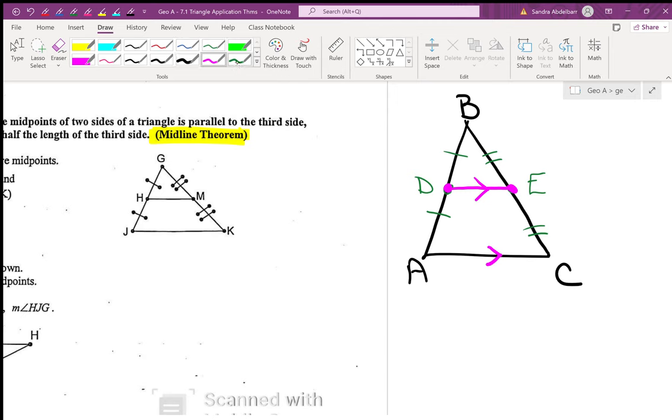So if AC is 30, that means DE has to be how many units long? 15. That's what the midline theorem tells us. If you connect the two midpoints on the legs of a triangle, that segment will be parallel to the third side, and it will be half the length of the third side.